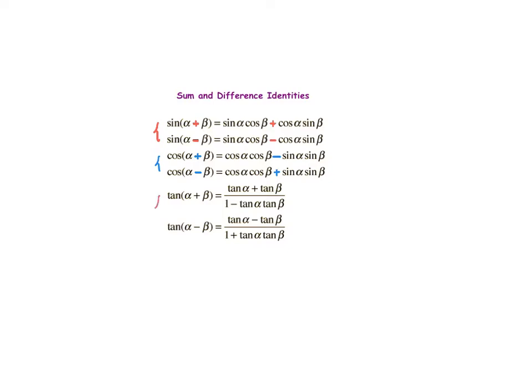The last set is tangent. Tangent A plus B: the numerator stays as a plus, however, the denominator is minus. For tangent A minus B, the numerator stays as minus and the denominator becomes a plus. Luckily, we do not need to memorize the formula here. However, you do need to plug in carefully, okay?